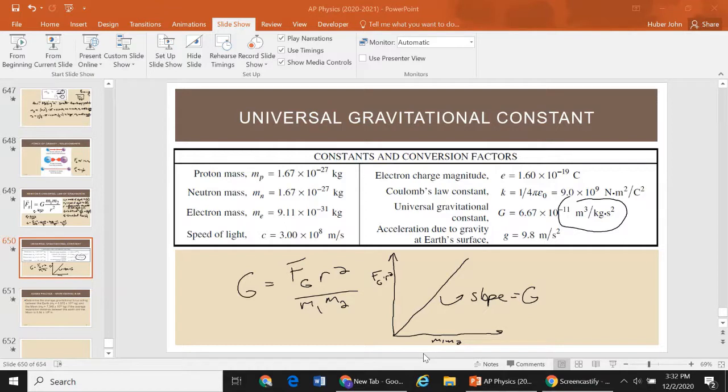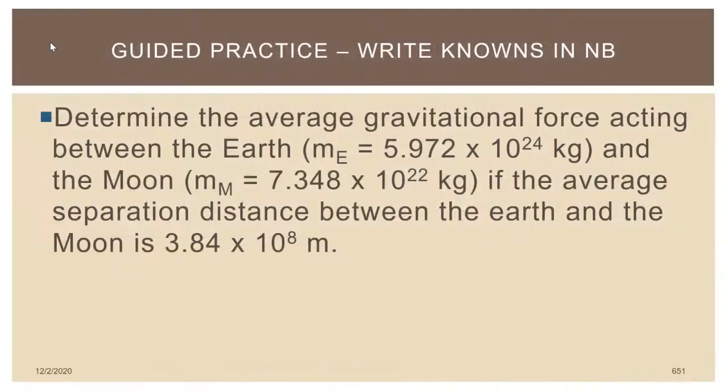All right, I have a feeling this video is getting kind of long, so I just want to take a quick look at some problems for today, and then we'll call it a day. So let's take a look at a basic example here. It says, determine the average gravitational force acting between the Earth and the Moon, if the average separation distance between the Earth and the Moon is 3.84 times 10 to the 8 meters.